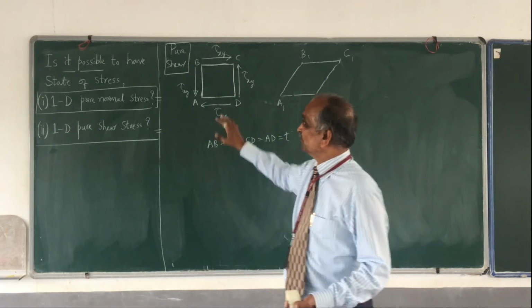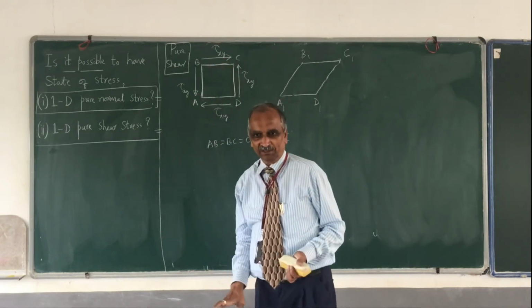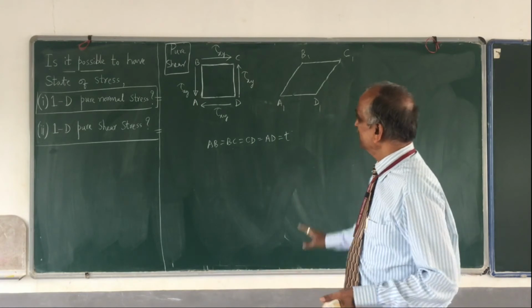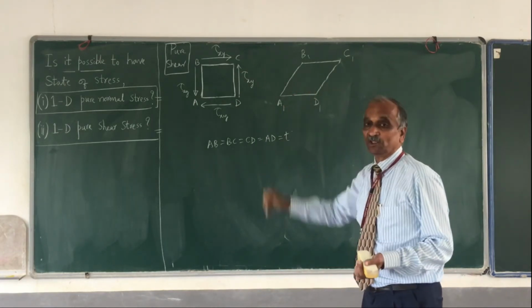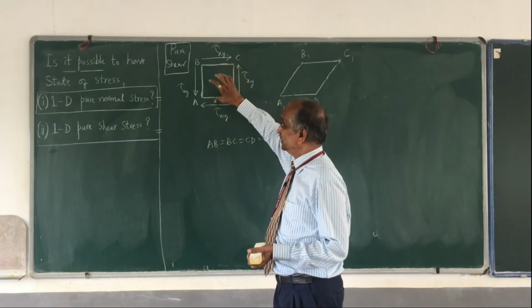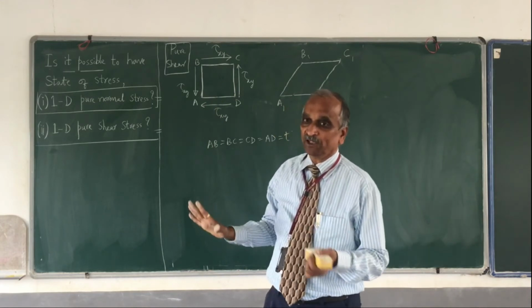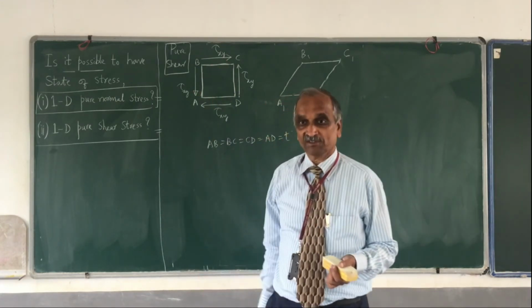The shape which was square earlier, in fact it is a cube, every face is a square, has now become a shape like this. The shape is distorted. The shear stress always tends to distort the shape of the body. That is why shear stress is also called distortion stress.